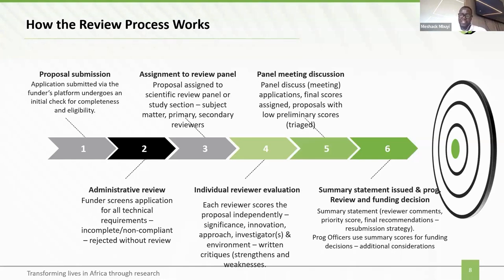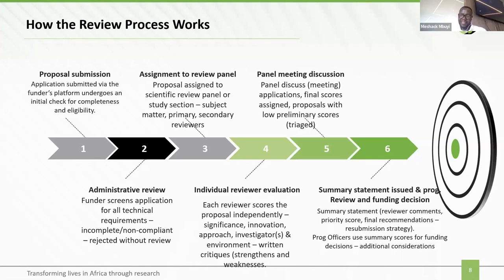At this point, even program officers at these donor institutions also use the feedback from the panel discussion. They use the summary scores for funding decisions, and they might consider other things like their priorities or your geographical scope. There are quite a number of things they will consider, but it will not be technical things. It will be things that they feel align with their funding priorities.